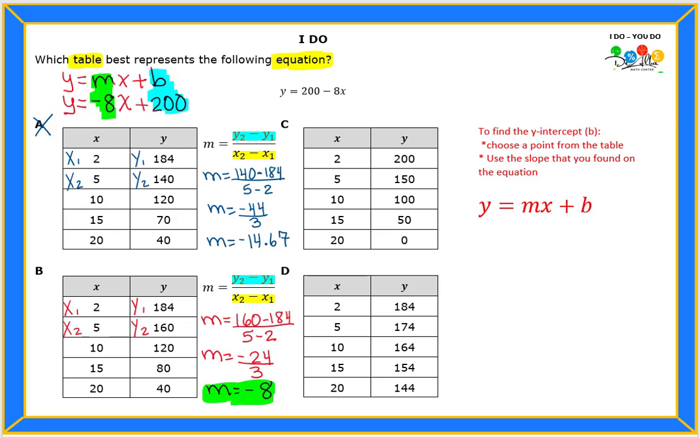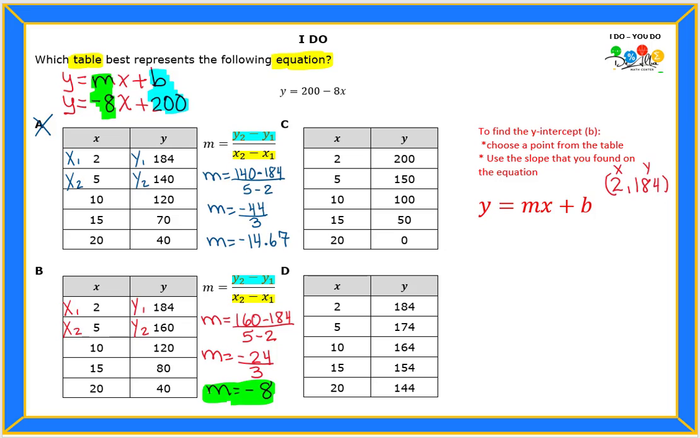I'm going to choose the point 2 and 184. And honestly, as a challenge, you can choose any other points from my B choice, follow my steps, and see if we get the same number. Because remember, no matter what point you choose, we should all get the same answer. So my challenge to you is don't do the point that I'm doing. Choose your own point and see what you get. So 2 is my x and 184 is my y.